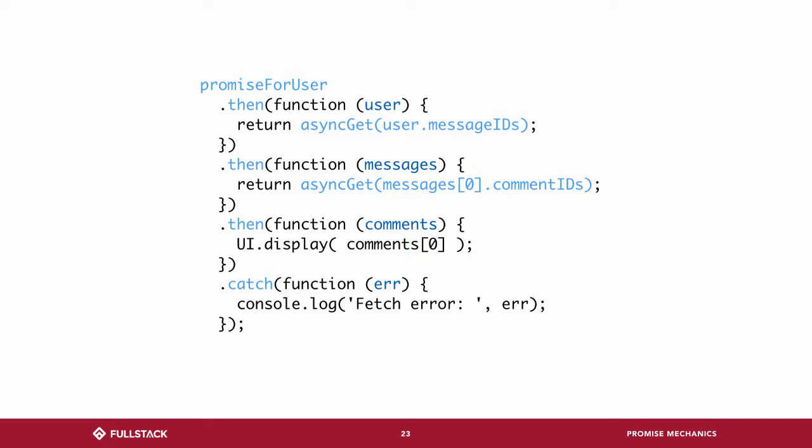But in this case, I want to get a user. And then I'm going to take the user's messages to get the messages. I'm going to take the first message. I've got the comment IDs, and then I'm going to display the first comment. Assuming that there's no way to get this stuff all at one time, I'm able to go down this chain in a linear way without worrying about callbacks, and I could put a catch right at the end to deal with an error.